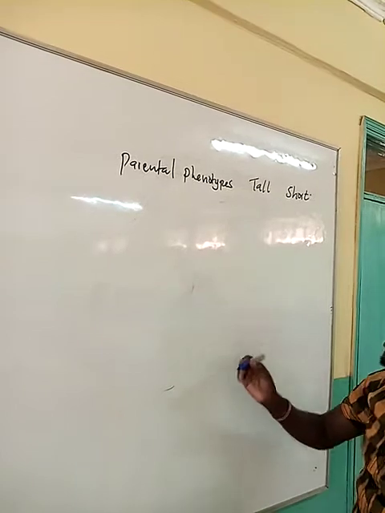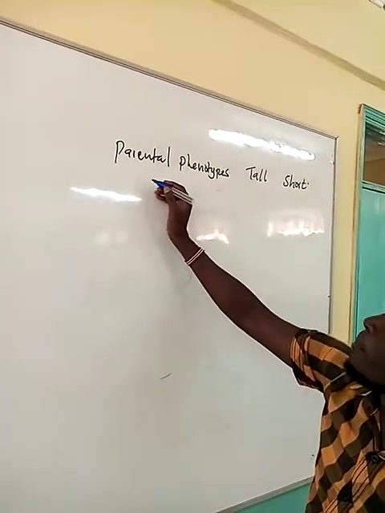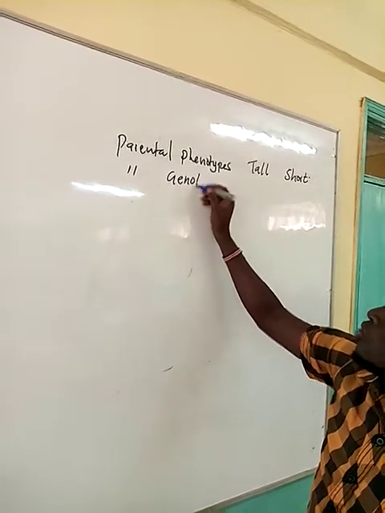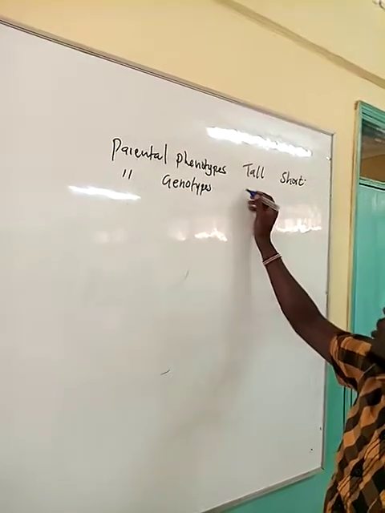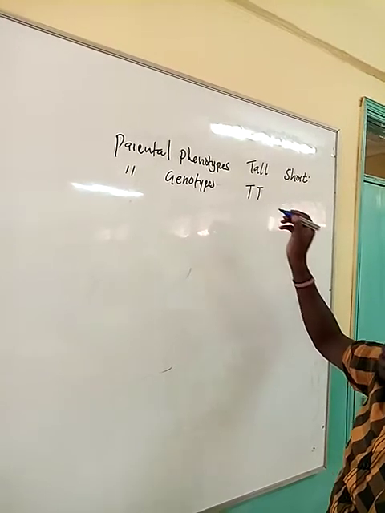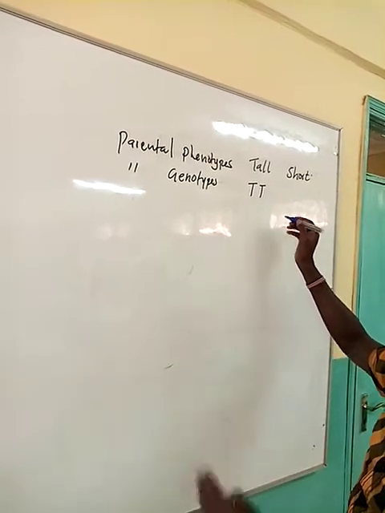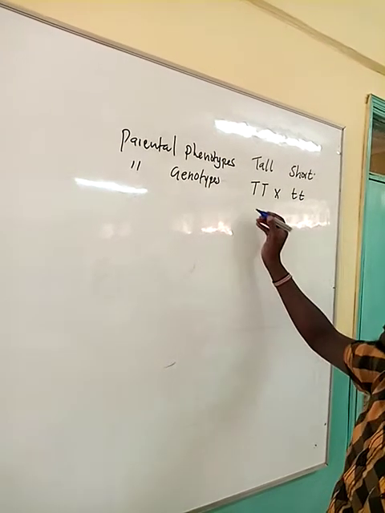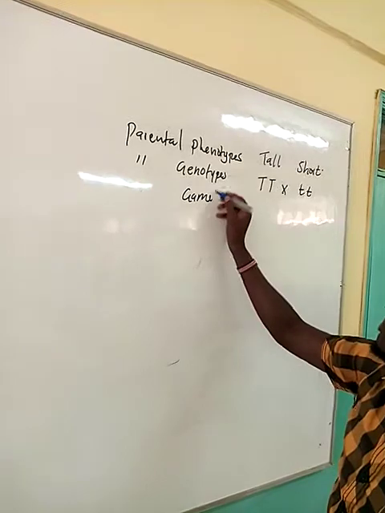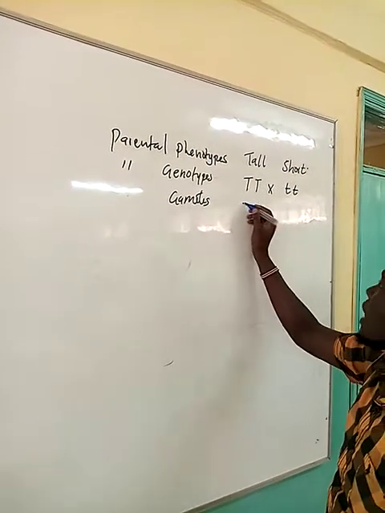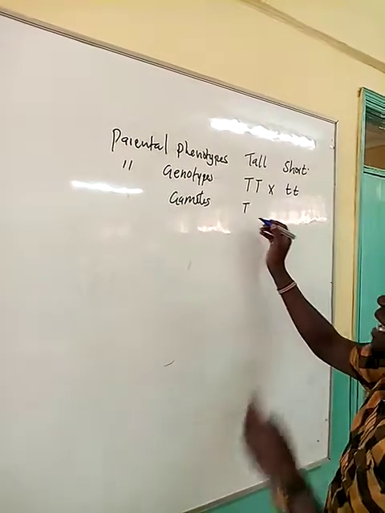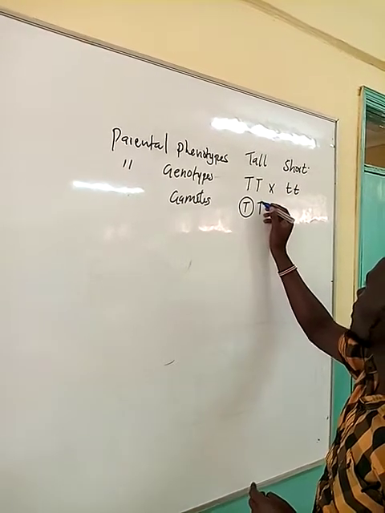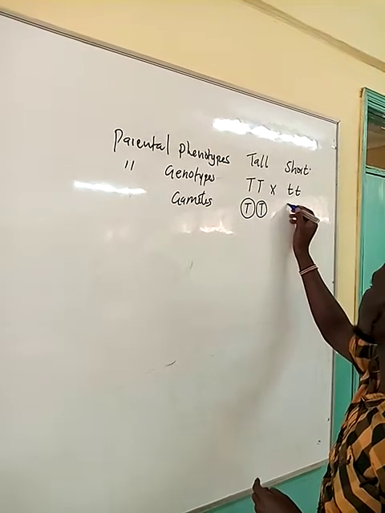That is the phenotypes. Then we have the parental genotypes, the genetical constitution. We are going to have capital T, because we have said the capital T denotes the dominant one, crossed with a small t. Then we have the gametes here. The gametes are said to be encircled, and it must be a perfect circle when they segregate like that.